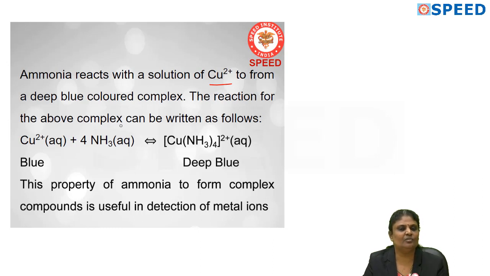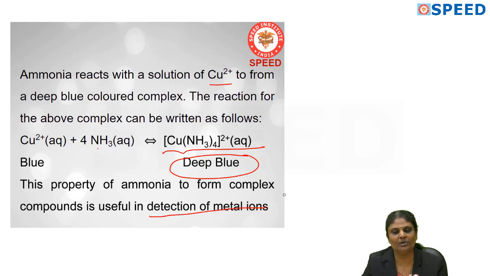The reaction for the above complex can be written as follows. Cu2+ reacts with ammonia to form this coordination complex, which is deep blue in color. Mostly coordination complexes are colored compounds. This property of ammonia to form complex compounds is useful in the detection of metal ions. So this is one of the major uses of this property of ammonia.